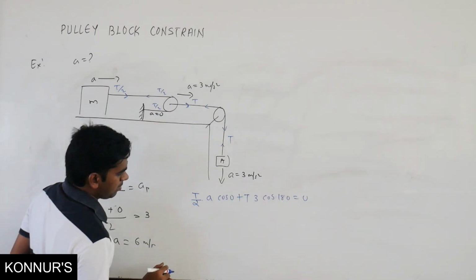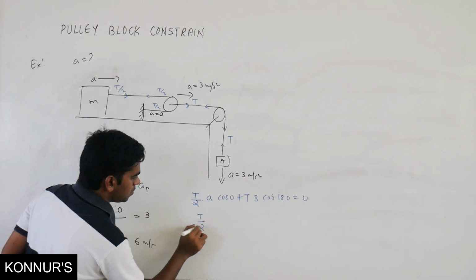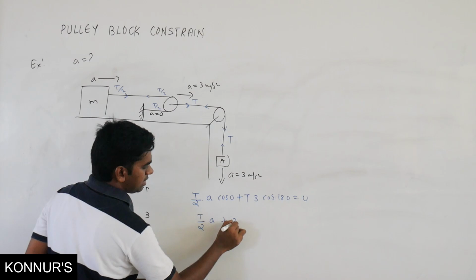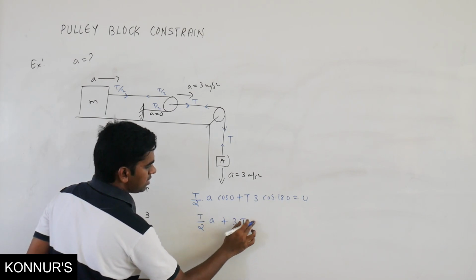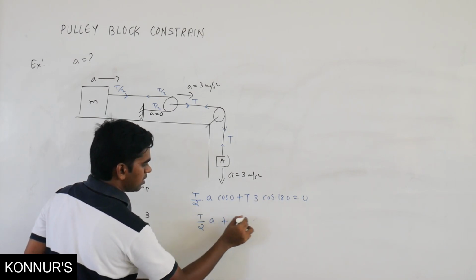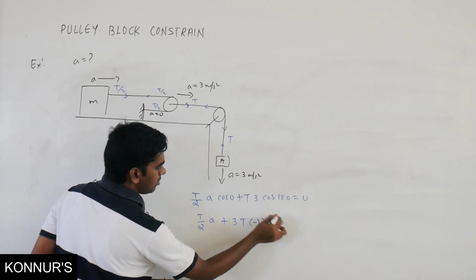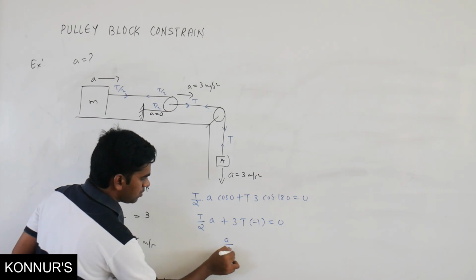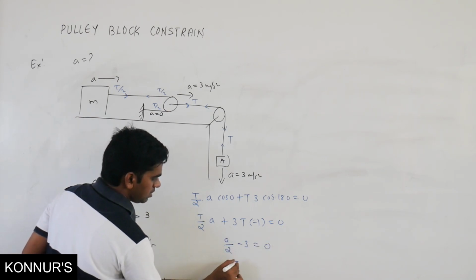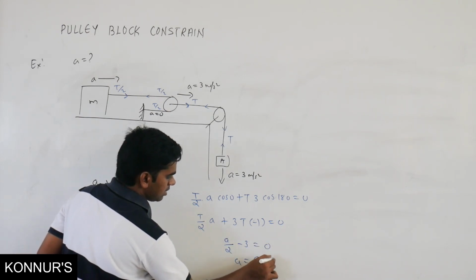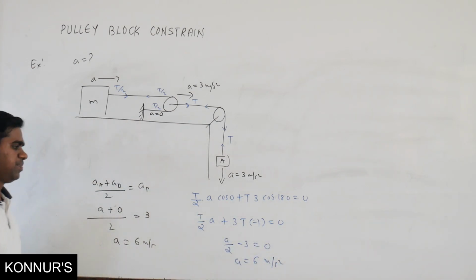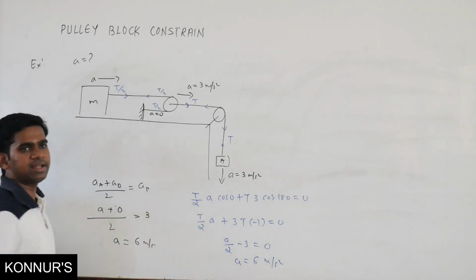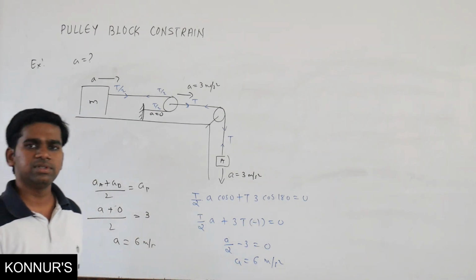T by 2 A cos 0 is 1, plus 3T into minus 1, since cos 180 is minus 1, equals 0. So T goes away, and A by 2 minus 3 equals 0. So obviously A equals 6 meter per second square. This method also is coming in 2 steps. If you use this method, the same answer we will get. So any method you can follow which is compatible.